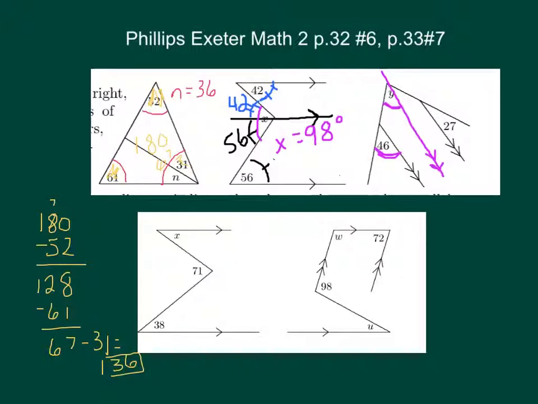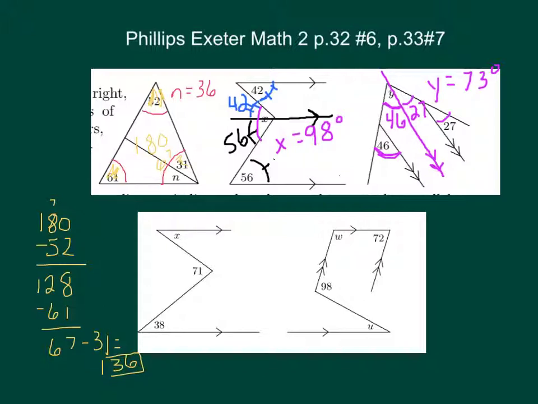to this part of y. So that right there would have to be 46 degrees. And same thing with the 27. It corresponds to that part of y. That's 27. So now y, we have to add up the 46 and 27, which is 73 degrees for that one. So that was finishing page 32, number 6.